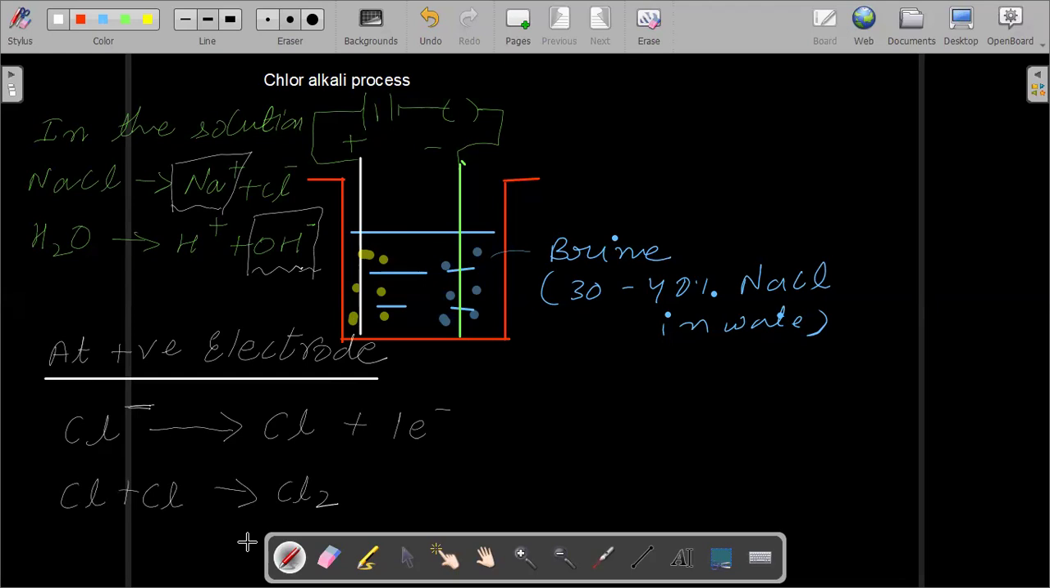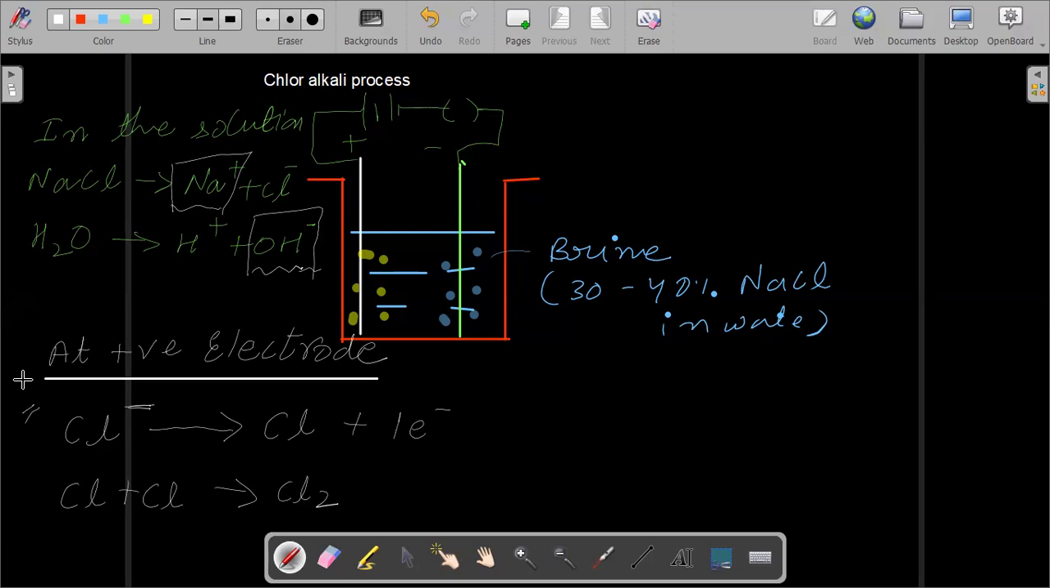Chlorine gas. Okay. Also, can anyone tell whether oxidation or reduction is taking place at the positive electrode? From the reaction which I have listed here, can you tell whether oxidation or reduction is taking place? Reduction. Is it reduction? No, it's not reduction, it is oxidation. See, loss of electron. Chloride ion is losing electron.